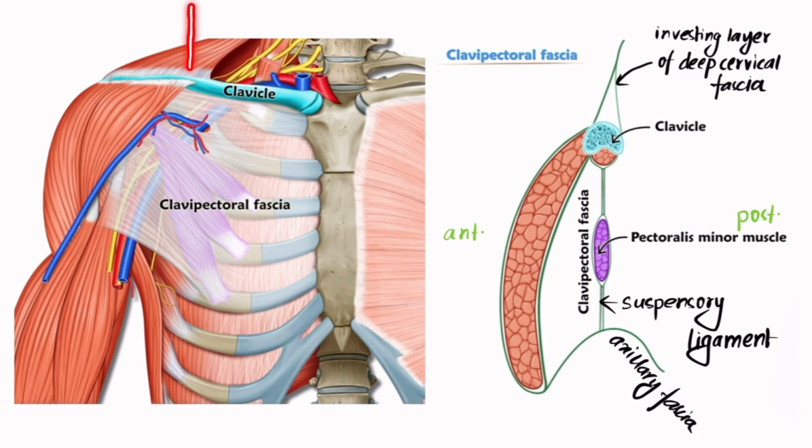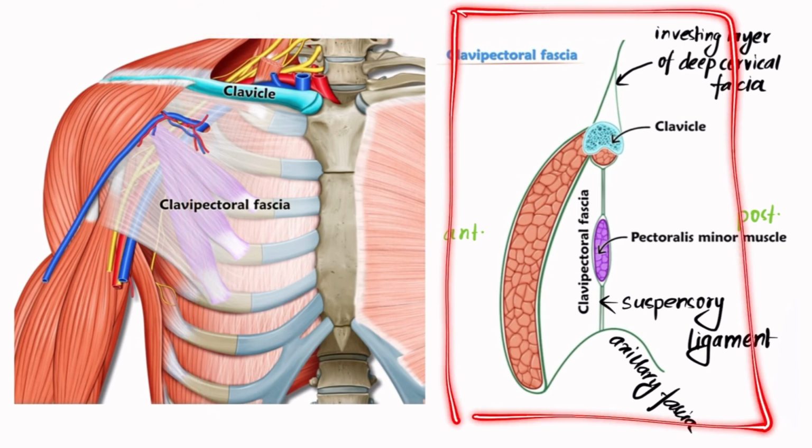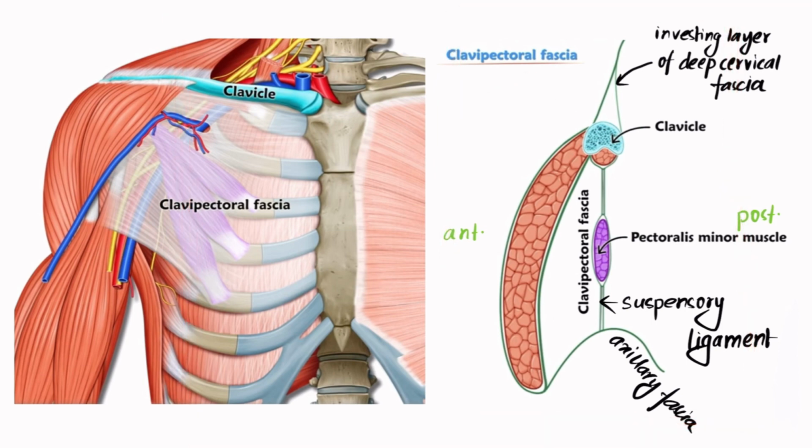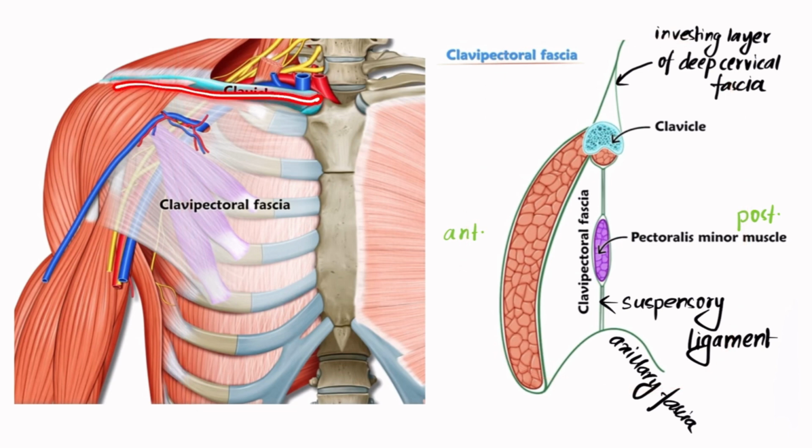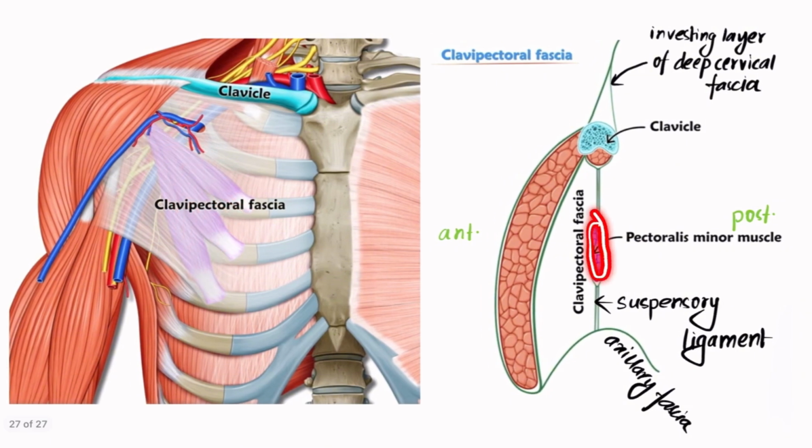Let's look at the same fascia by taking a vertical section. Let's say I take a vertical section right here and look at the side view of this vertical section. So this diagram right here is nothing but the side view of the vertical section that is taken right here. That is why you are able to see the structures that fall under this line, such as the clavicle, the subclavius muscle, the pectoralis minor muscle, and the axillary fascia.